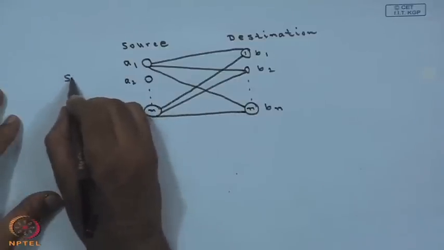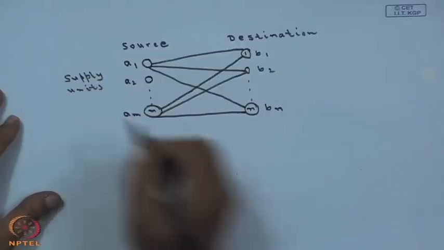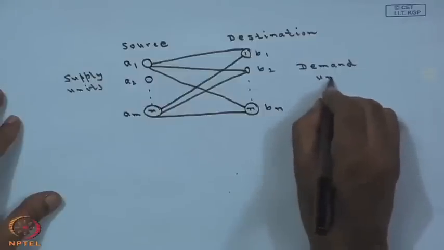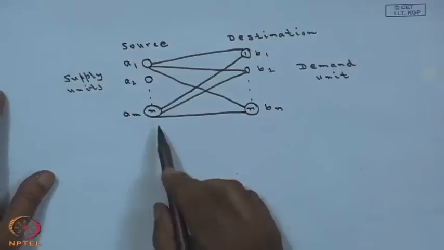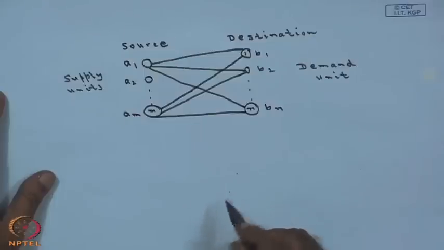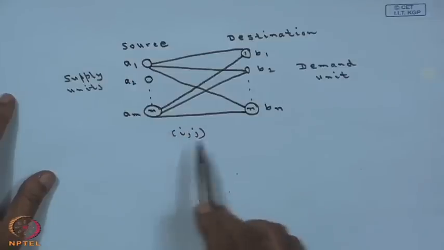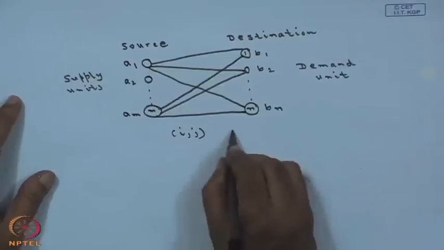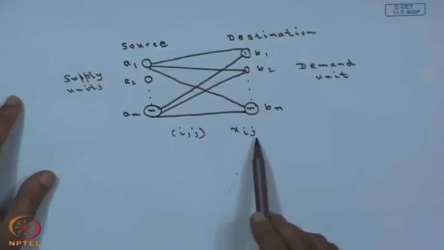So, basically these are the supply units A1, A2, Am. We are calling these the supply units, and on this side, the destinations, are the demand units or the requirement units, whatever we want to say. If you see in this figure, the nodes represent the sources and the destinations, whereas any arc ij means the ith source and jth destination. From the ith source, how much quantity will go? Say xij quantity will go from the ith source to the jth destination.